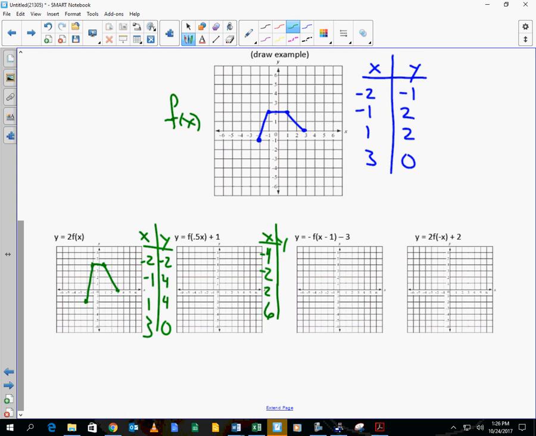It shifts it up 1. So what do you think we do to the y values? Add 1. Add 1 to the y values. I have negative 2, positive 3, and 1. What did I do? Did I screw up? Oh, sorry. Thank you. I was getting excited.